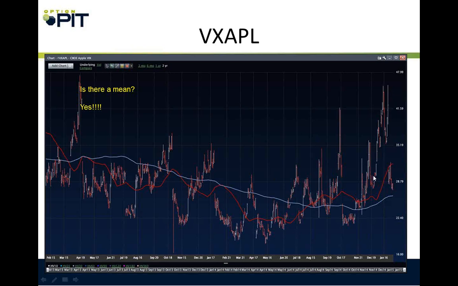Apple volatility is pretty stable. So is VIX. So is every single volatility. Volatility is mean reverting. Recently, I can remember times where Apple would go to 50 volatility, and I can remember times, as you can see on this chart, where it was below 20.